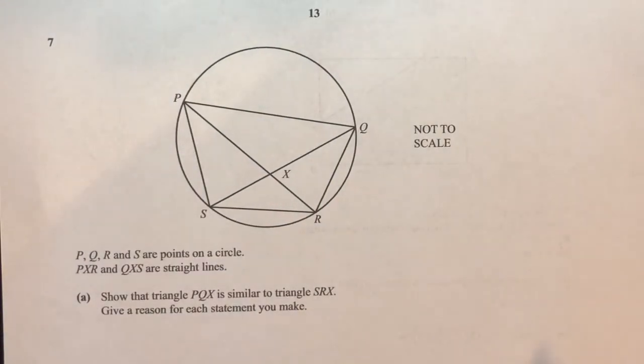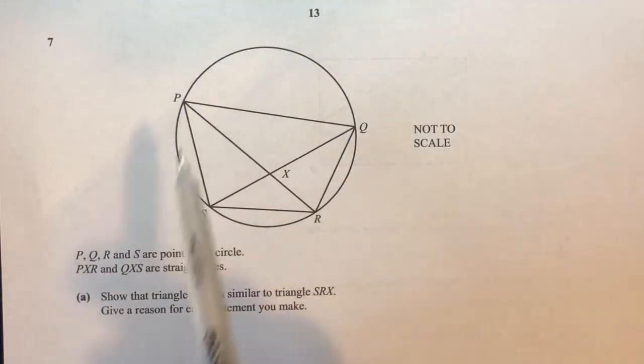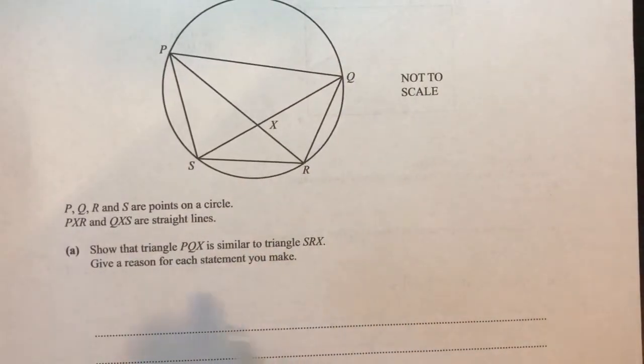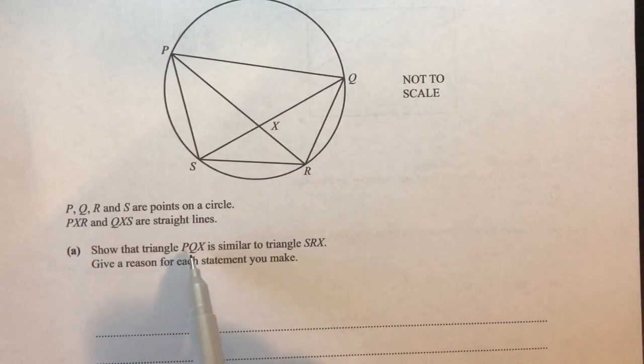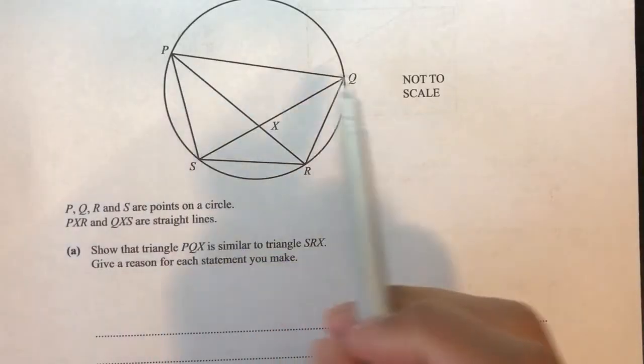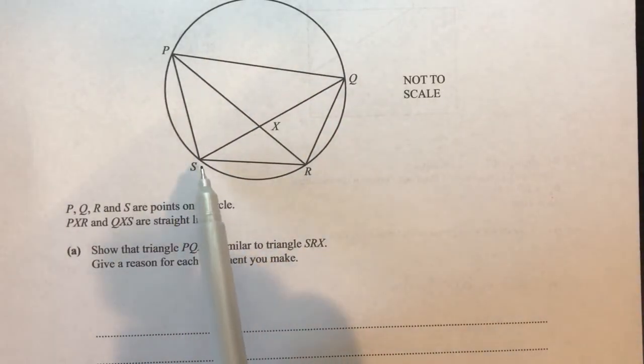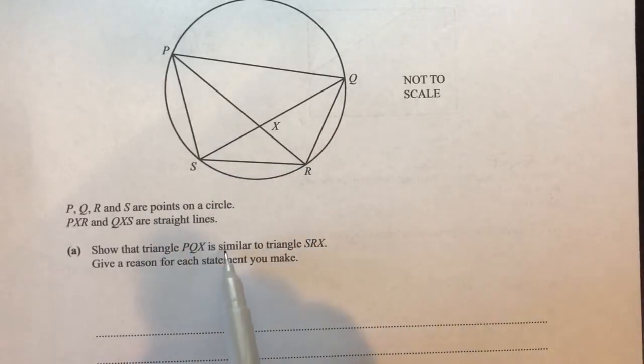Moving on to question number 7, we have P, Q, R, S, points on the circle. So P, Q, R, S, they are points on this circle. Now we have PXR, which is a straight line, and QXS is a straight line as well. Part A, show that triangle PQX is similar to triangle SRX. So how do you show they are similar?